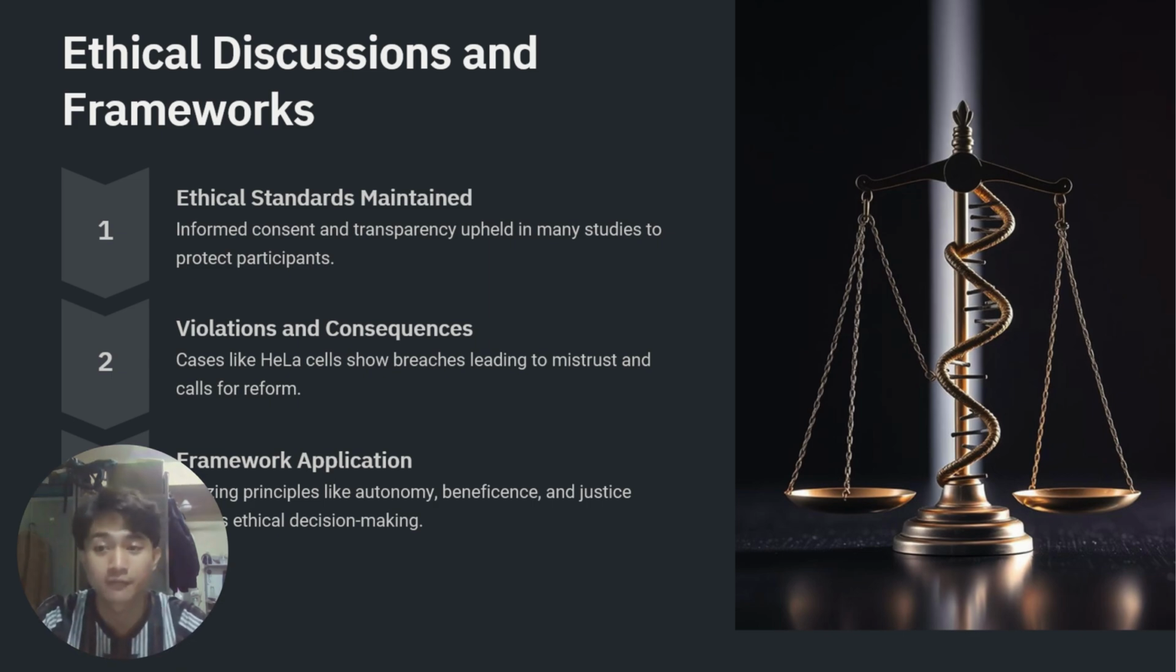Ethical discussions and frameworks: in addressing these ethical challenges, several discussions and frameworks have emerged. Ethical standards are maintained through practices like informed consent and transparency in research studies, which are crucial for protecting participants. However, violations such as those seen in the HeLa cells case demonstrate the consequences of ethical breaches, leading to mistrust and calls for reform. We can apply ethical frameworks that utilize principles like autonomy, beneficence, and justice to guide our decision making in genetic research.